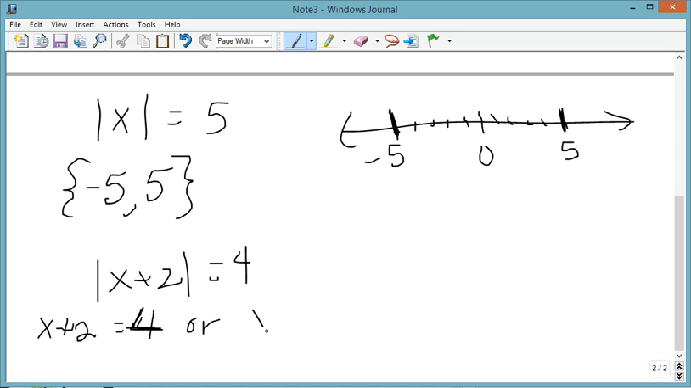Or x plus 2 equals negative 4. That's really a good way to do it: take what's inside the absolute value and set it equal to the other number, and also set it equal to the opposite of the other number. This "or" means it can be either one, and we'll talk some more about "or" when we do the second part.